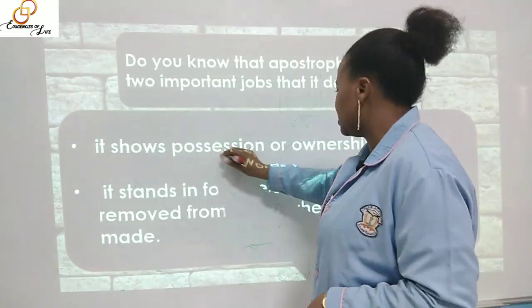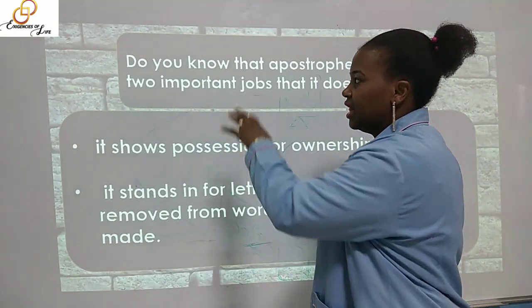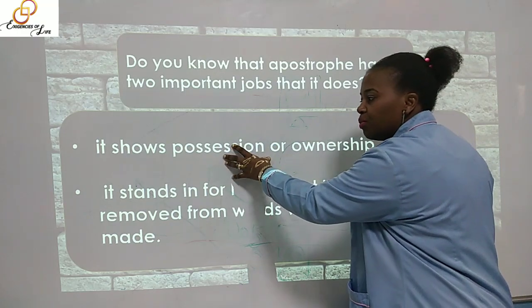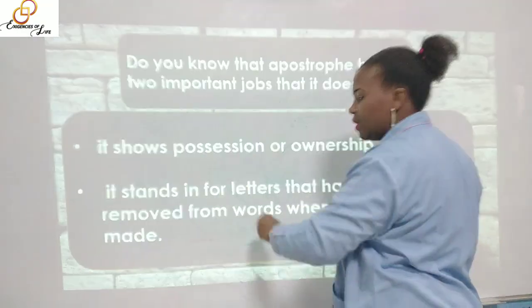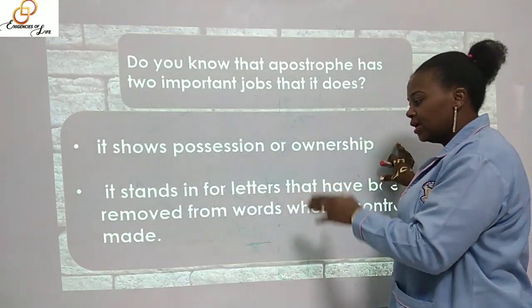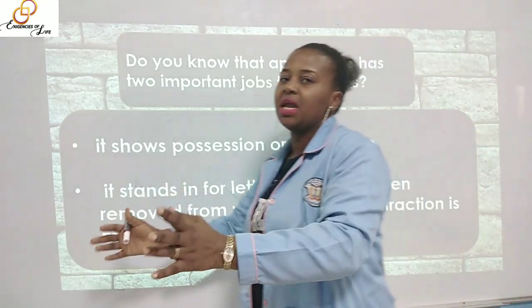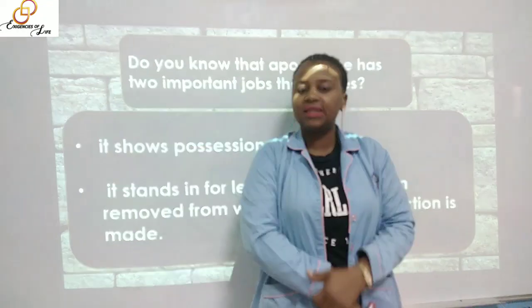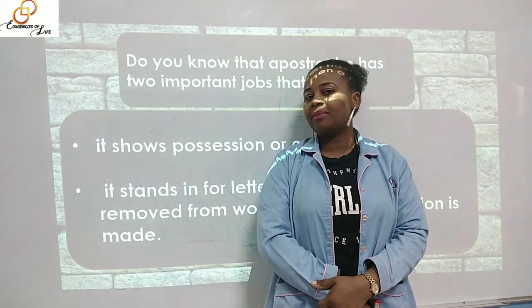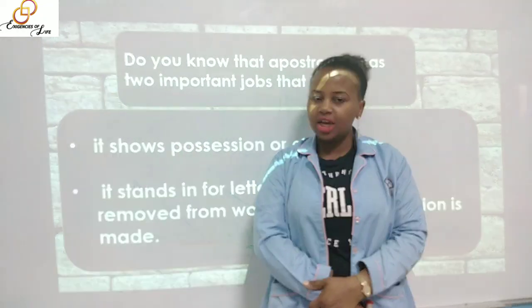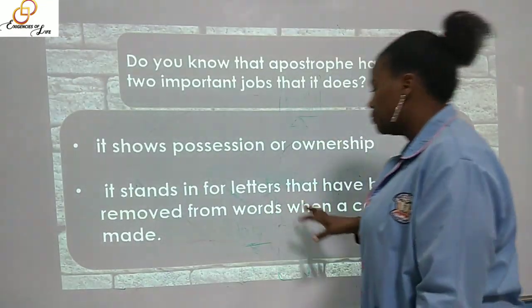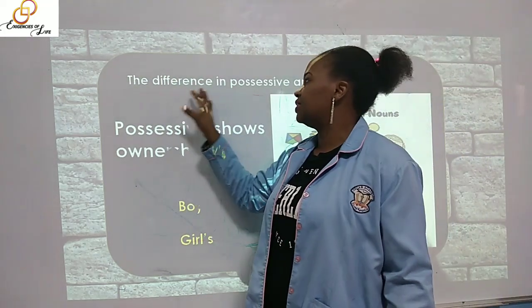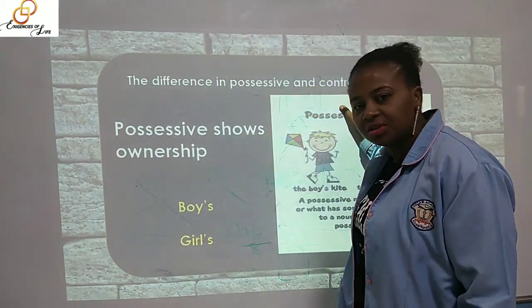The word possessive is the first thing that the apostrophe does. It shows possession, and then it stands in. Whenever you take away a letter, the apostrophe stands in and tells you, I am the best person that will fit in the word. So I will show you what we are saying now. This is the difference in possessive and contraction.